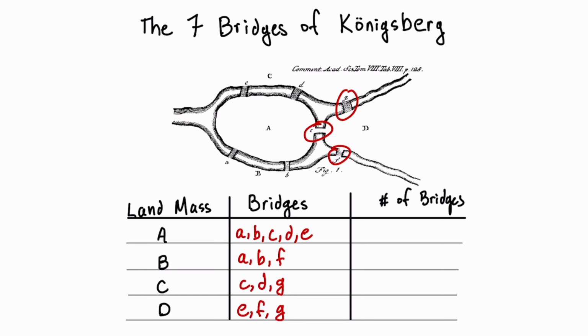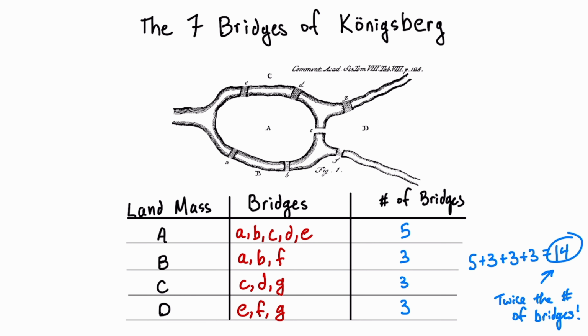Let's write down the number of bridges connected to each landmass. Landmass A has 5, and landmasses B, C, and D all have 3 bridges connected to them. Euler noticed something about the sum of the number of bridges connected to each landmass. If we tally them up, we have 5 on landmass A, plus 3 for B, which gives 8, plus another 3 for C, we're at 11, plus another 3 for D, giving us a total of 14. This happens to be twice the number of bridges, since there are 7 bridges. And this isn't an accident.